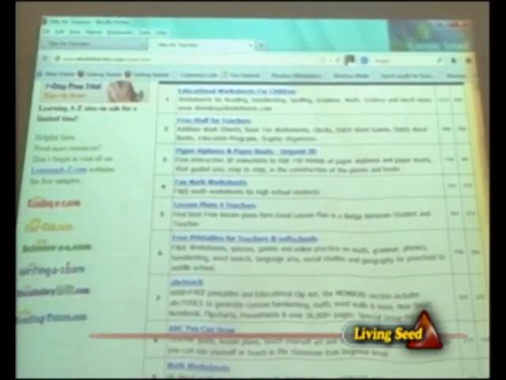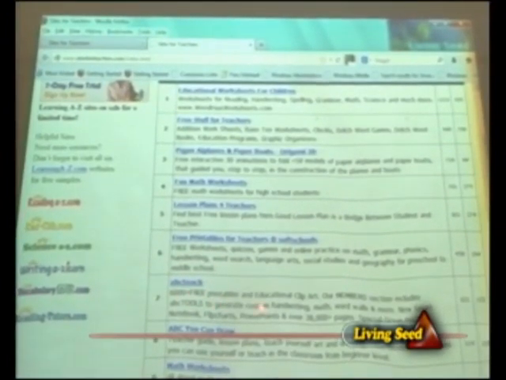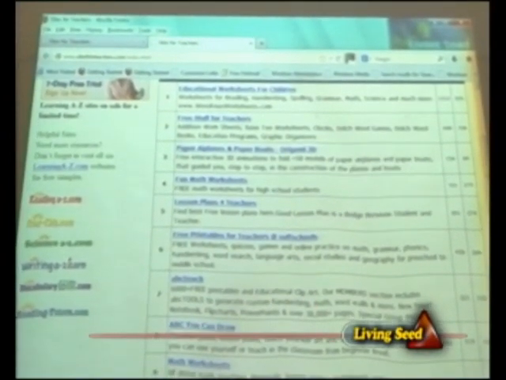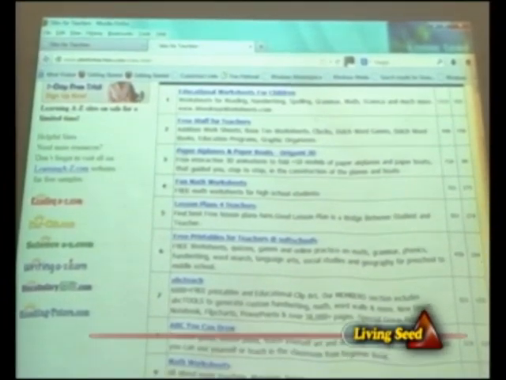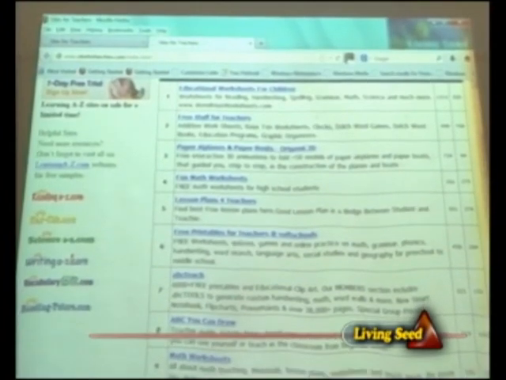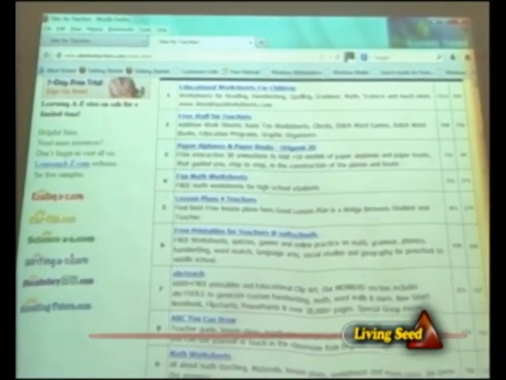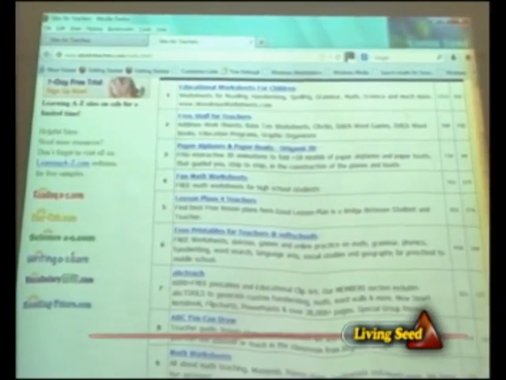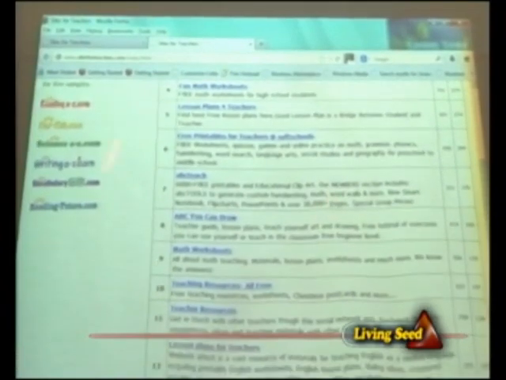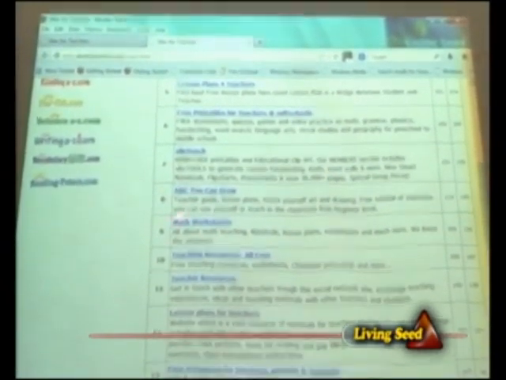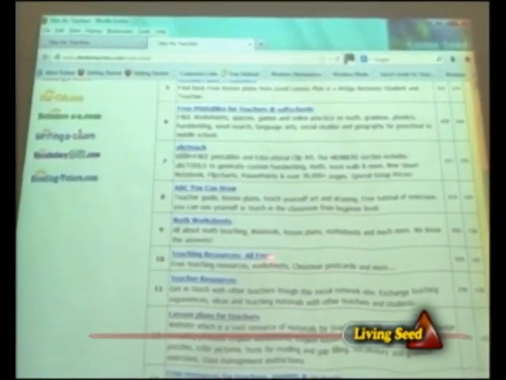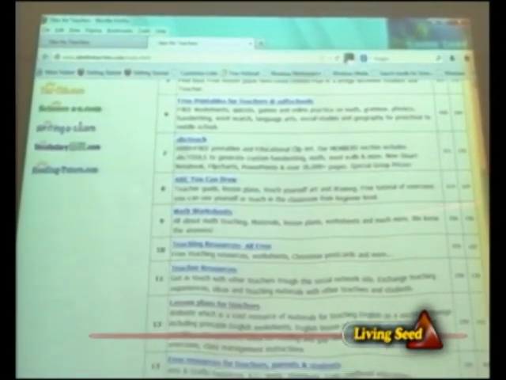ABC Teach. This one is 6,000 plus free printables and educational clip art. Now, some of the illustrations that you will need. You don't need to reinvent the wheel. You don't need to start drawing on your own. All you can do is to go to these free sites, and they are available. Whether you acknowledge the sites or not, they are already established as free. Then, of course, math worksheet again. Teaching resources, all free. Free teaching resources, worksheets, Christmas postcards, and more.